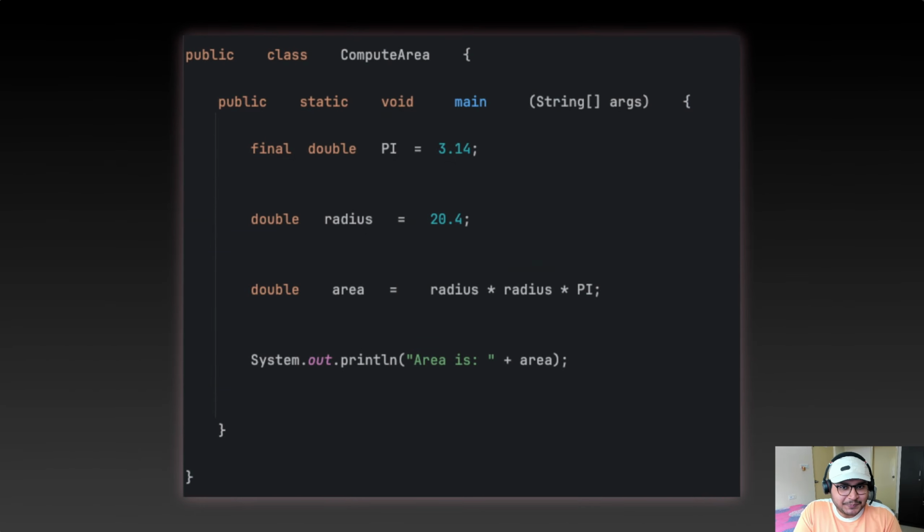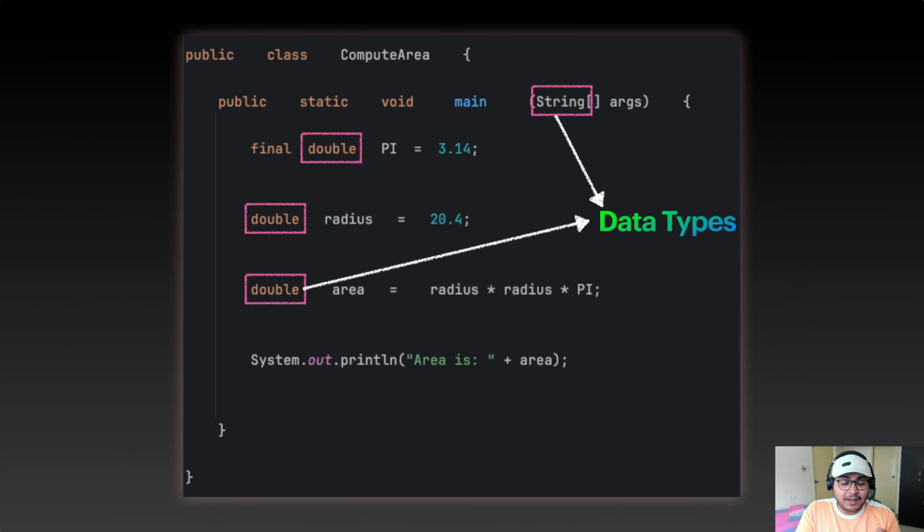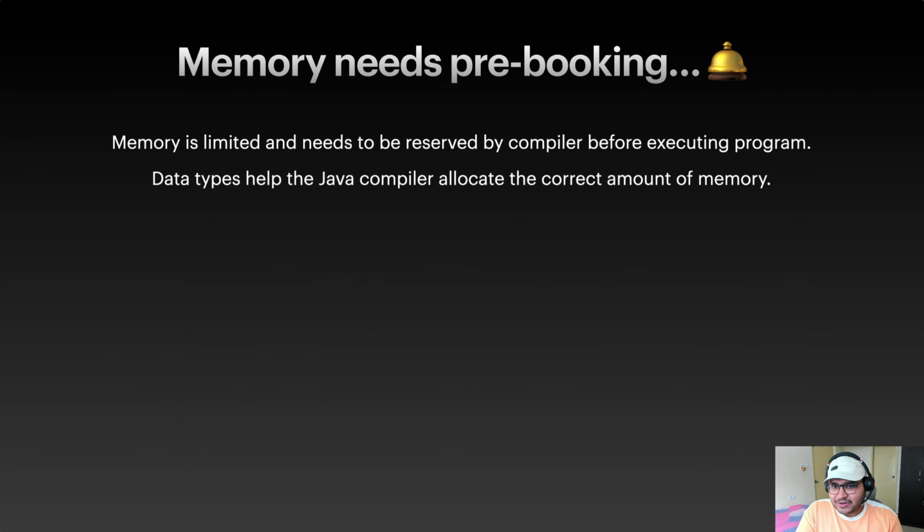Remember this Java code? In this program, double and string are Java data types. Let's investigate the data types in Java programming language. Memory, or RAM, as we know, is a limited resource, and in Java, it needs to be estimated upfront as to how much space you will be needing for your requirements.